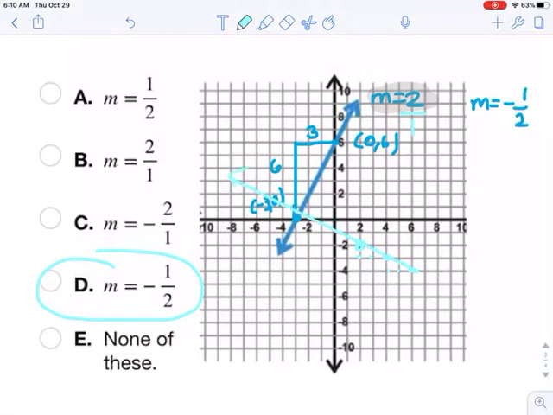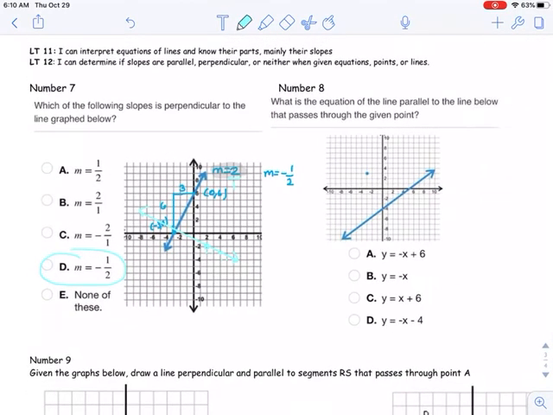And then we do our best to draw a line that goes through it, and bada boom, there's a perpendicular line right there. All right?